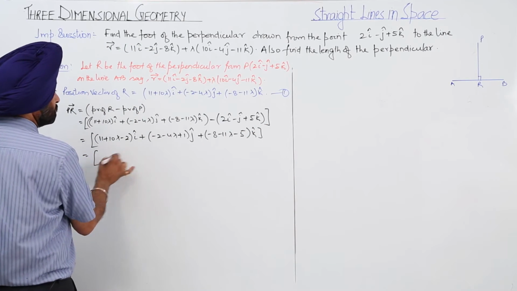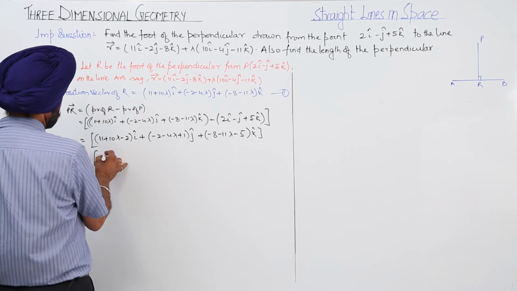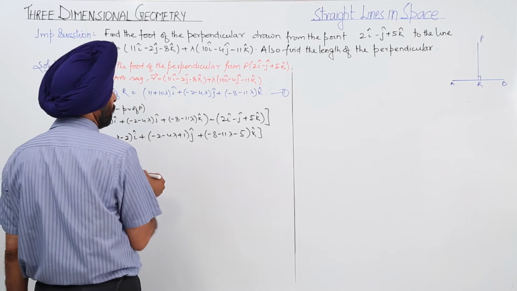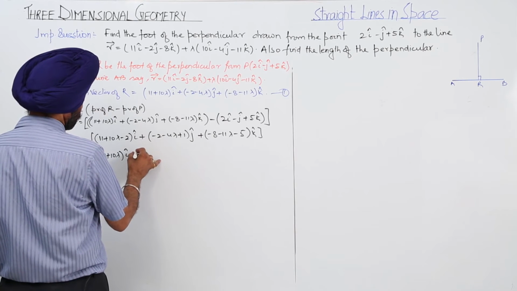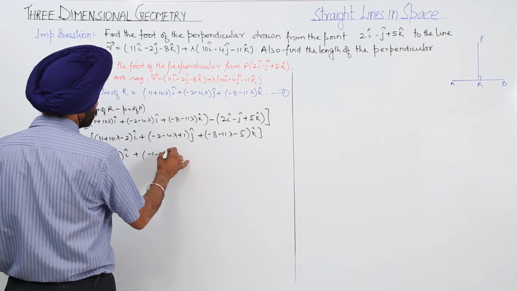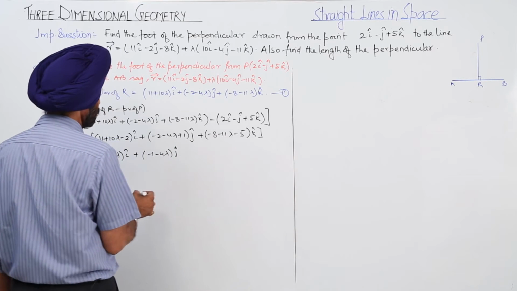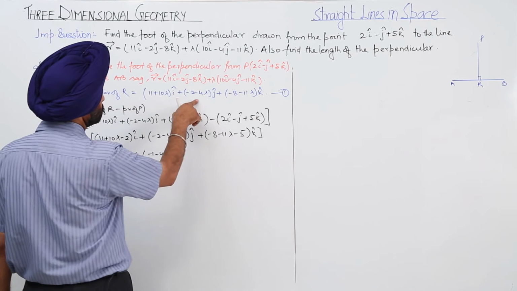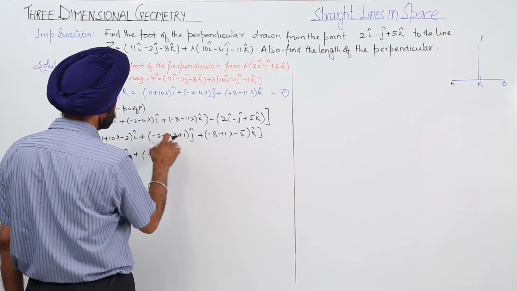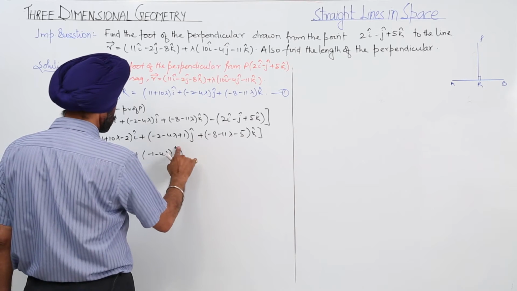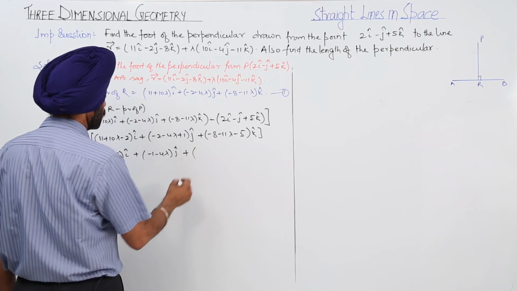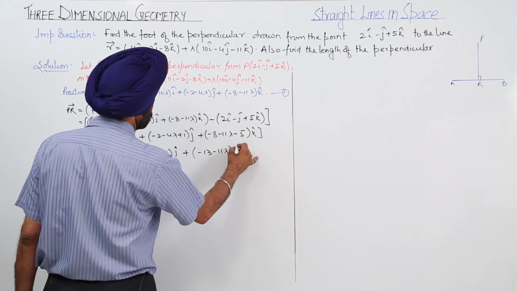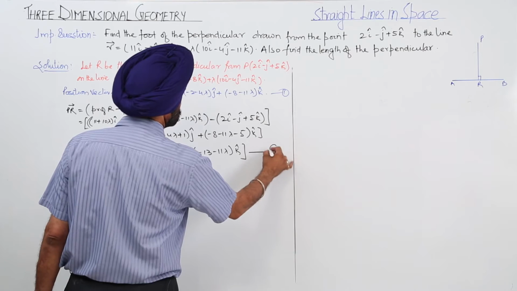So this becomes now 9 plus 10 lambda i cap plus minus 1 minus 4 lambda j cap plus minus 13 minus 11 lambda with k cap, and this is equation number 2.